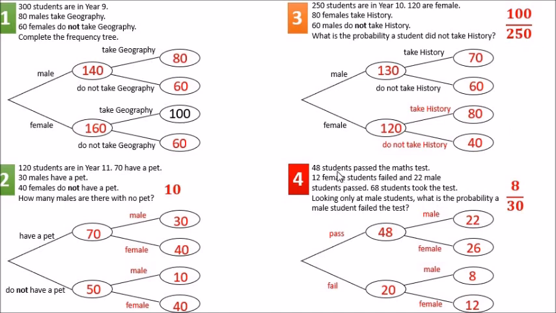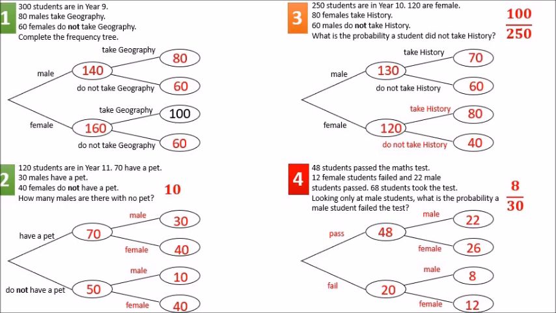Question 4 is really quite tricky. If 48 students passed the maths test, we could have split this into male and female first and then pass, fail, pass, fail. That's a bit more tricky. We can split to pass, fail first. It makes it a bit easier. If we do so, then we can put the 48 here straight away.